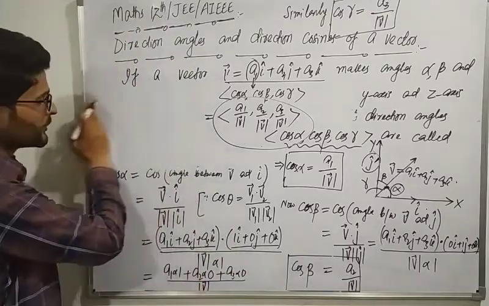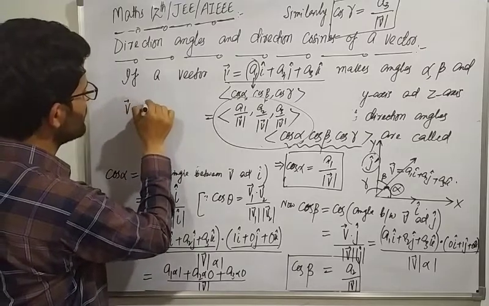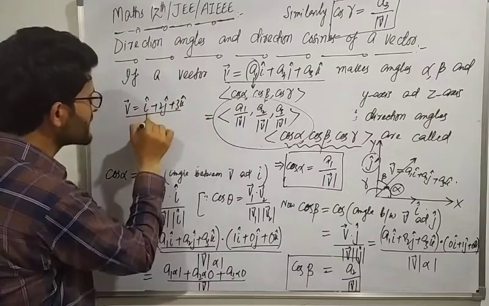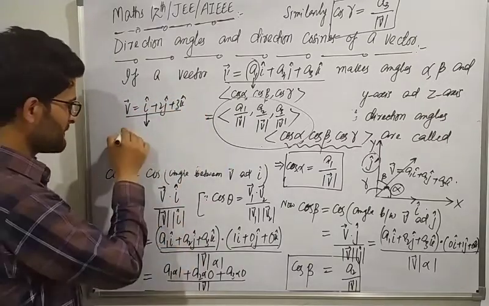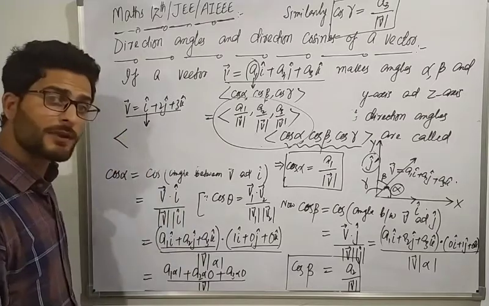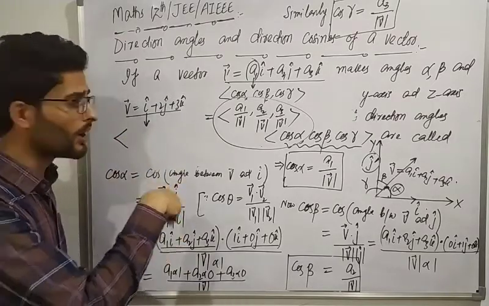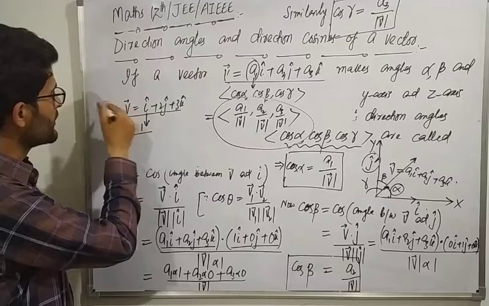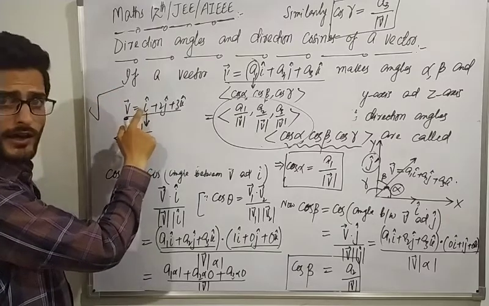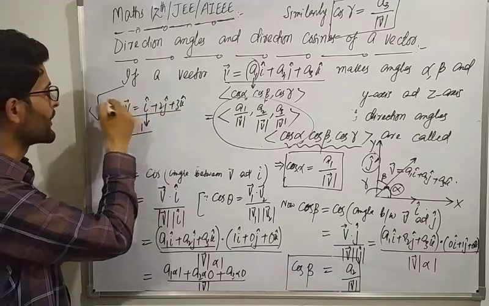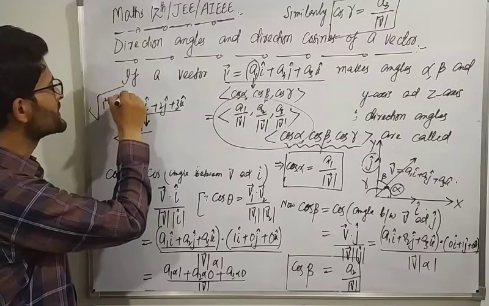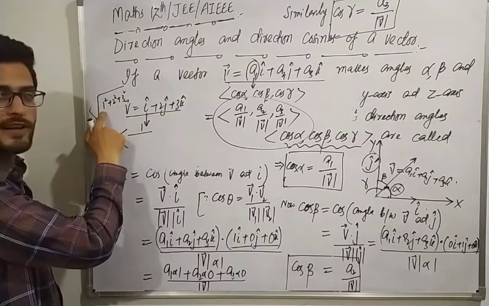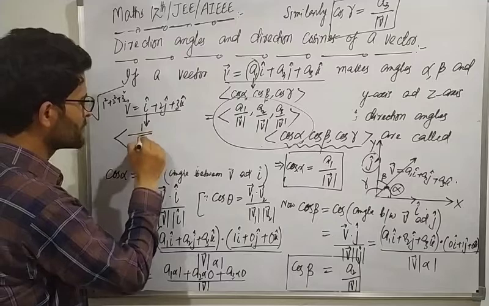Means in particular, if you have a vector v equal to i plus 2j plus 3k, then what would be its direction cosines? The first direction cosine cos alpha must be equal to the first scalar component divided by its mod. What is this first scalar component? 1. So 1 divided by, what would be its magnitude? Non-negative square root of the sum of squares of its scalar components. So 1 square plus 2 square plus 3 square. How much is coming? 9 plus 4 plus 1. How much is that? 9 plus 1, 10 plus 4, 14. So 1 divided by square root of 14.